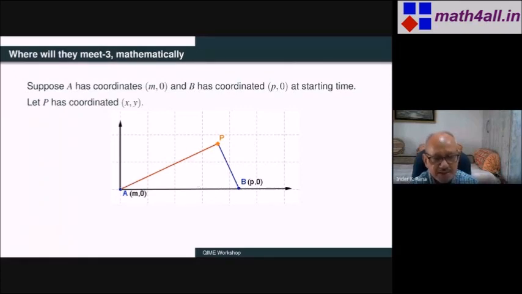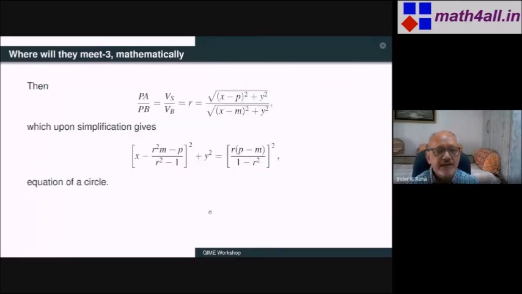So that we can now find the distance AP and the distance BP from coordinate geometry. For x y and m 0, the distance will be the square root of x minus m whole square plus y minus 0 whole square. That divided by the distance using the coordinate geometry distance formula, x minus p whole square plus y minus 0 whole square, that ratio is equal to a constant. If we put that in, PA by PB is R, which is the same as this distance.